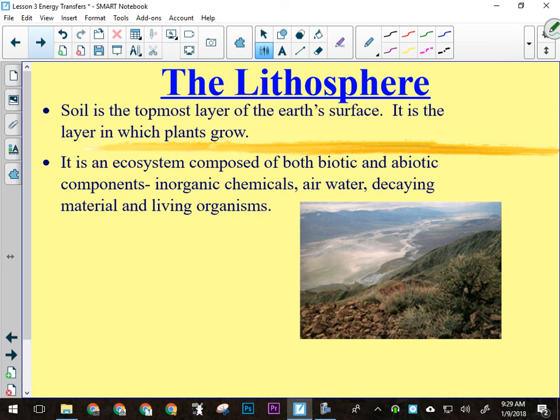Soil all serves the same purpose. It's a medium in which plants can grow, but it is different depending on where you are. It is, however, always an ecosystem that has living and non-living parts, so biotic and abiotic components.